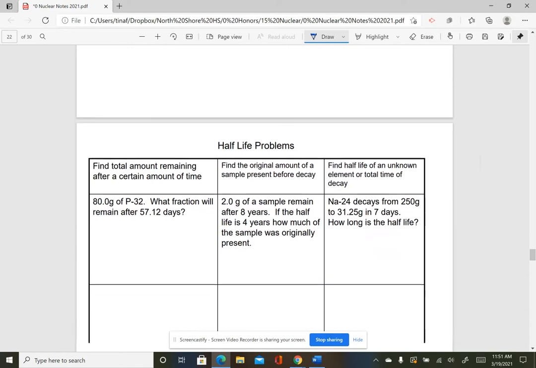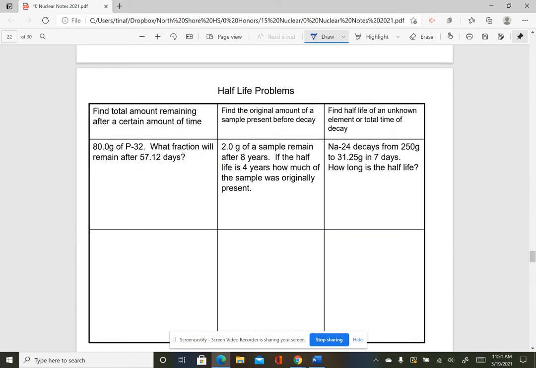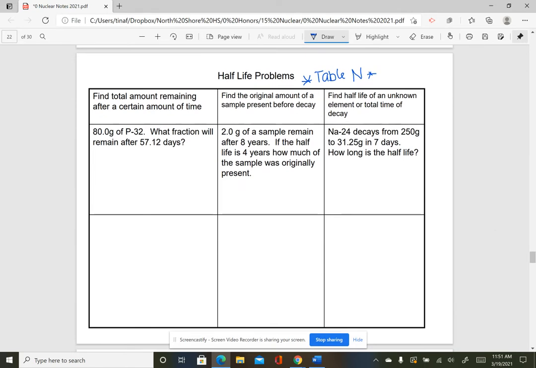Okay, so here are my half-life problems. When you can, you want to use table N, because that's going to help you figure out for those known substances how many half-lives went by. So let's look at the first one. This is your easiest kind of question, where they give you a radioisotope that's on table N, and they tell you how much you started with, and they want to know how much you're going to end with after a certain amount of time.